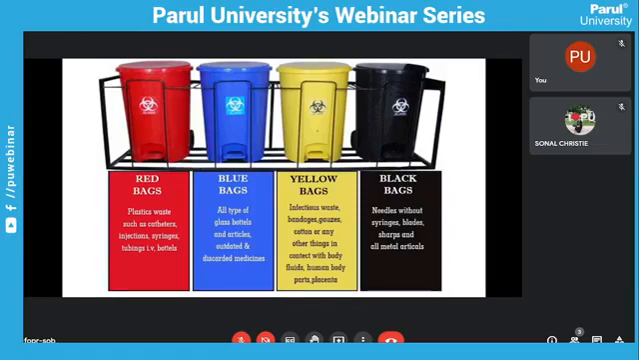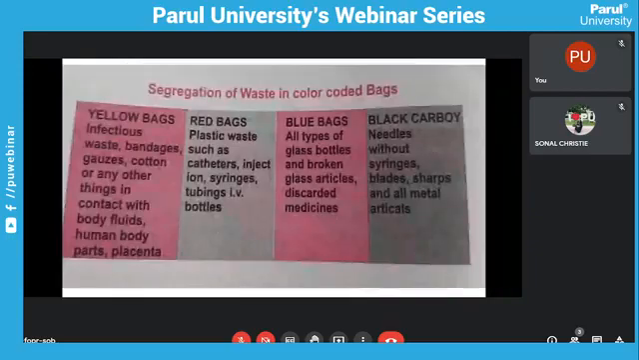In the yellow bag, infectious waste: bandaging, gauze, cotton, or other things in contact with body fluids, human body parts or the placenta. All the infectious waste we have to discard in the yellow bag. Then in the black bag, needles without syringe, blades, scarf and all metal articles. We have to follow biomedical waste management and the color code in the hospital to control the spread of infections. Segregation of waste is done in color coded bags.